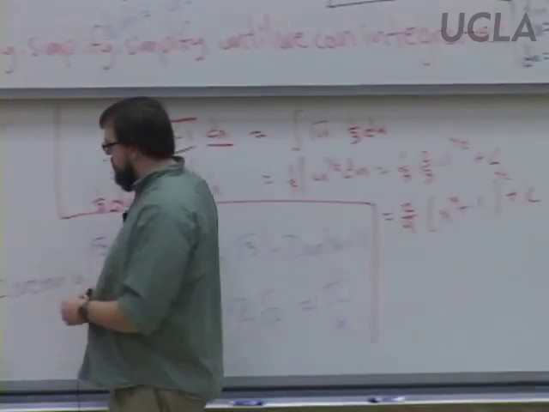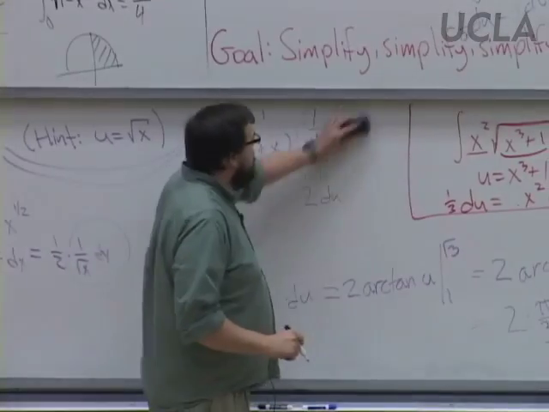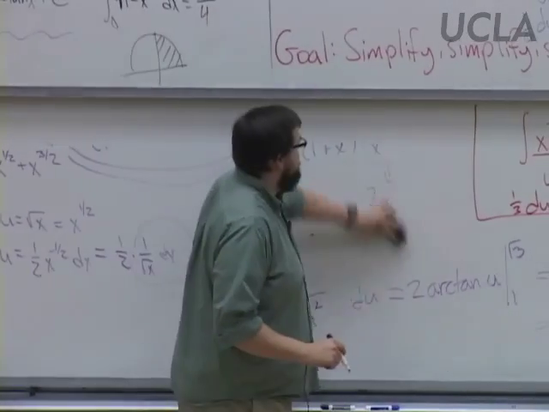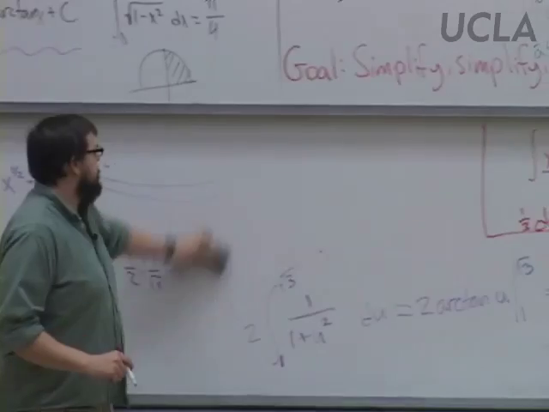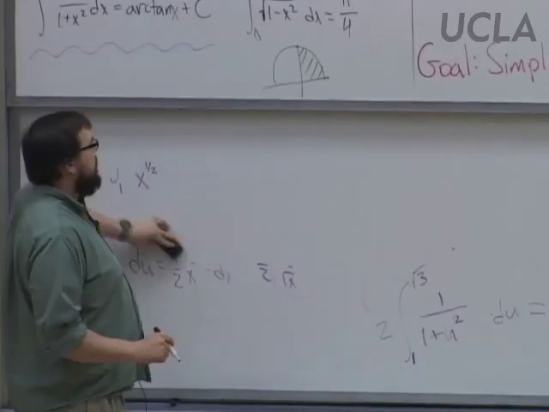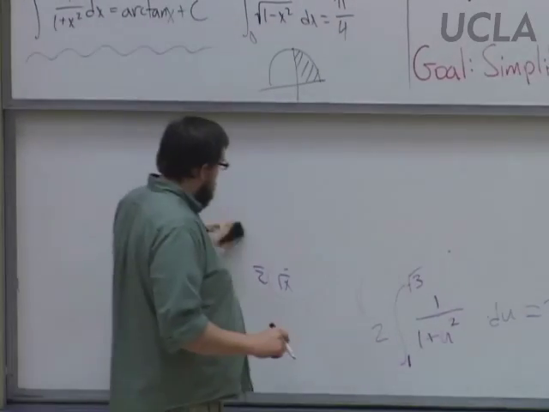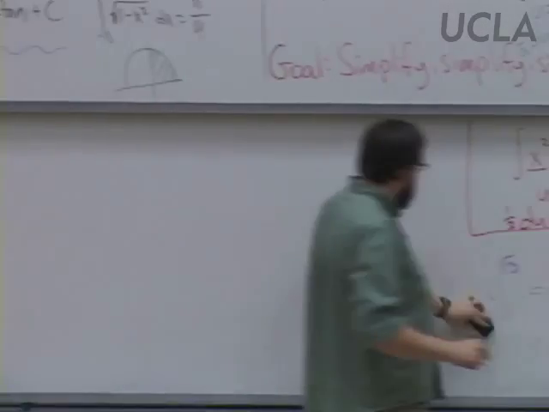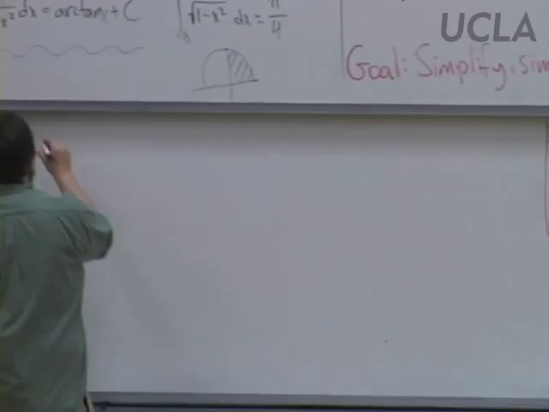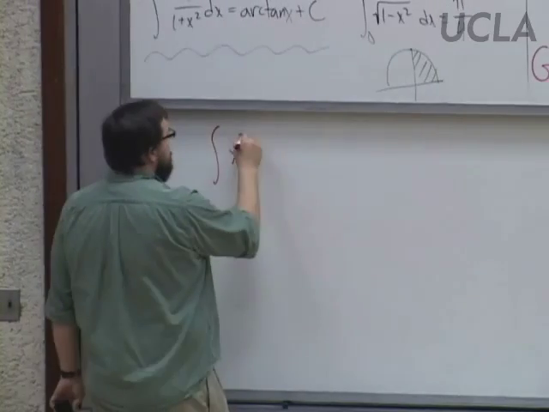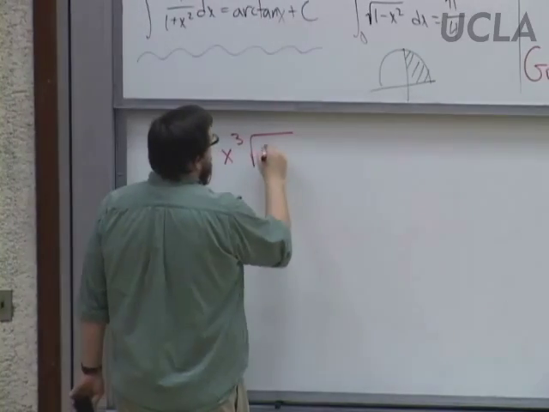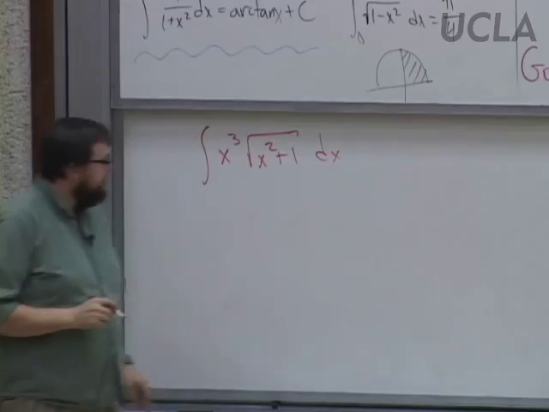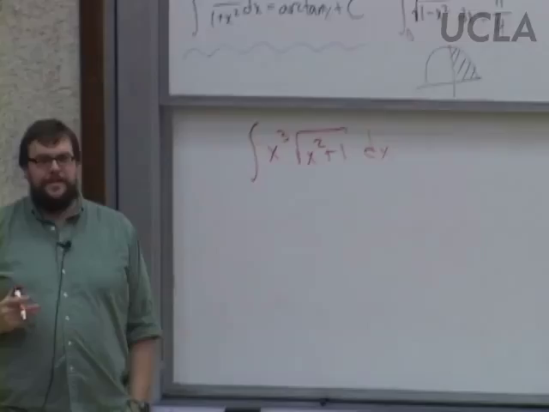Okay. That was good. Let's try a different one. Suppose instead of this integral, I ask you for the integral of x cubed, square root x squared plus 1 dx. Now what do we do?